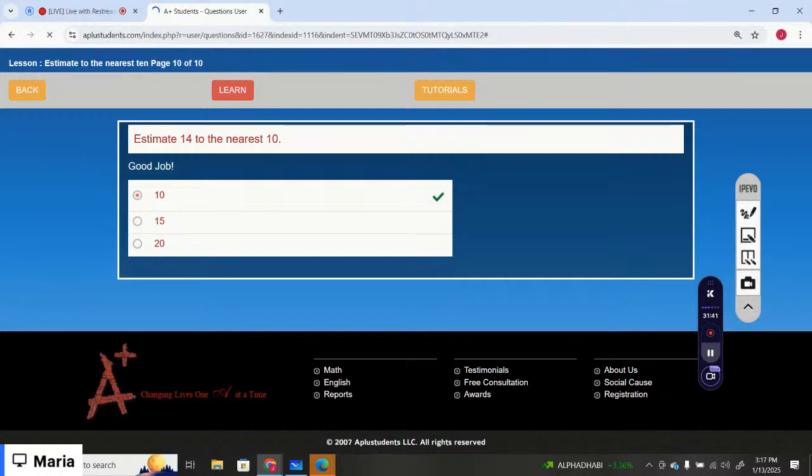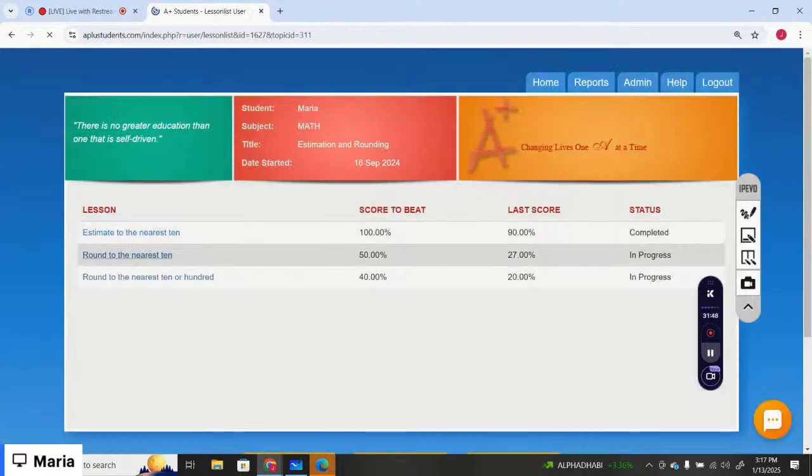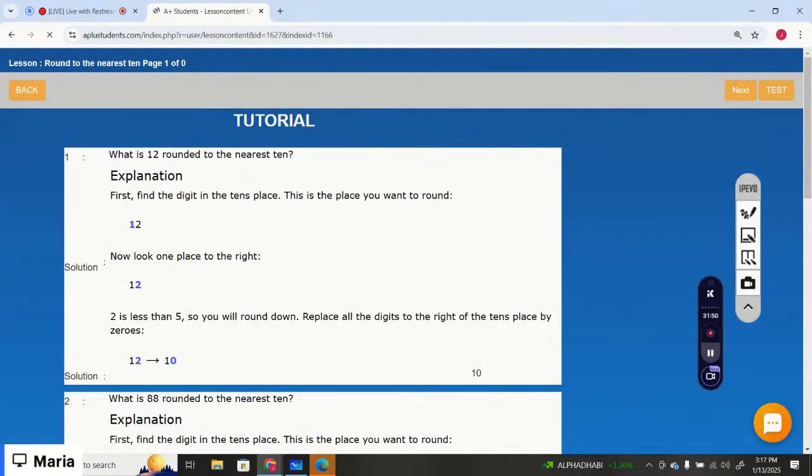Okay, we are done with the lesson. Let's just move on to the next one. And the next lesson is round to nearest 10. Now we're rounding, right? They are somehow the same, rounding and estimation.